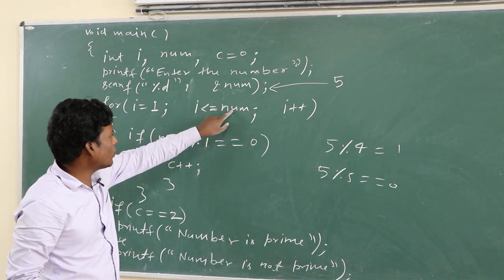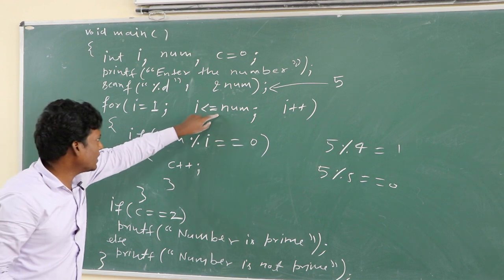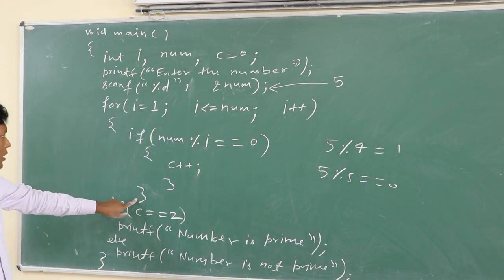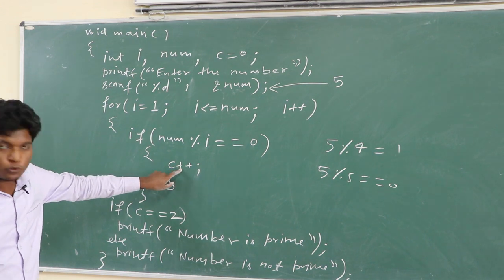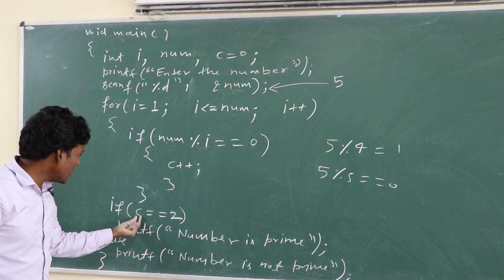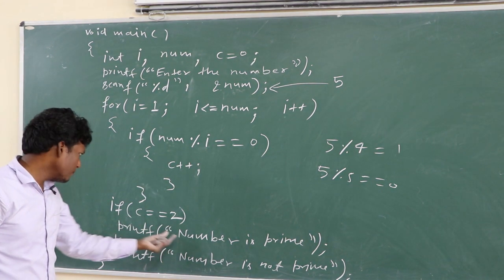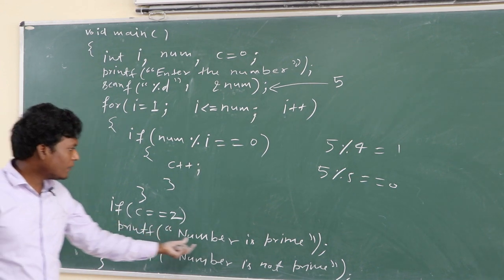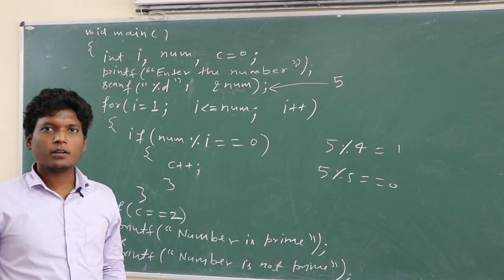6 is less than or equal to 5, no. Condition fails. In that scenario, control exits from the loop. c has value currently 2. If c equal to 2, the number is prime. c has value 2. 2 equal to 2, yes. Printf number is prime. 5 is a prime number.